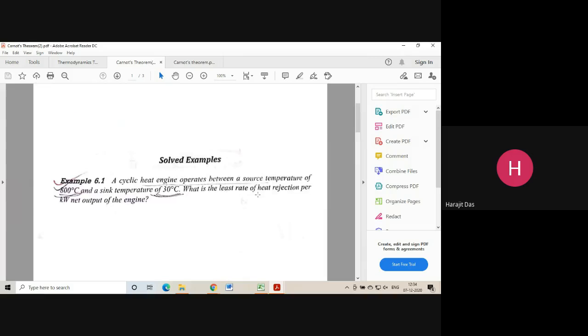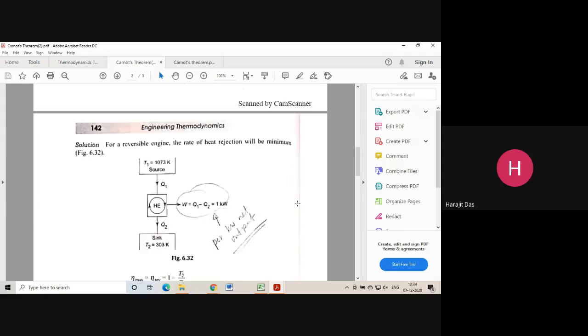In the question, just see the question. What is the least rate of heat rejection per kilowatt net output? It is given as per kilowatt net output. So per kilowatt net output means what? 1 kilowatt. Understood? That is why it is 1 kilowatt per kilowatt. So on this per kilowatt net output, we will be calculating this heat rejection.